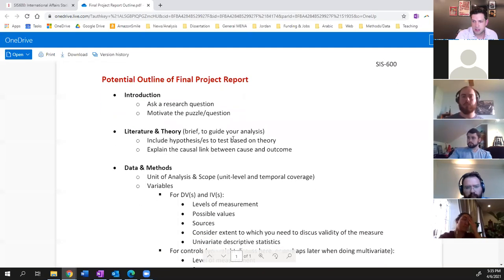So very quickly, and we're going to see this in Michael Ross in a minute. I'll also dig up, I think, a couple of example projects from previous students, your graduate student SIS600 predecessors, so that way you can see a couple of data analysis projects.